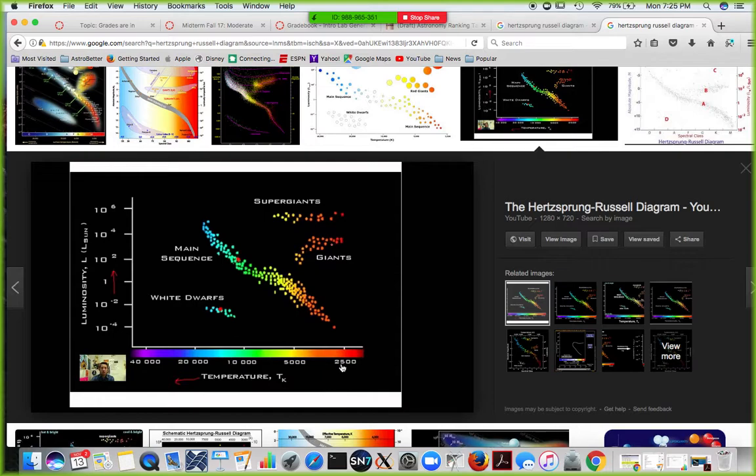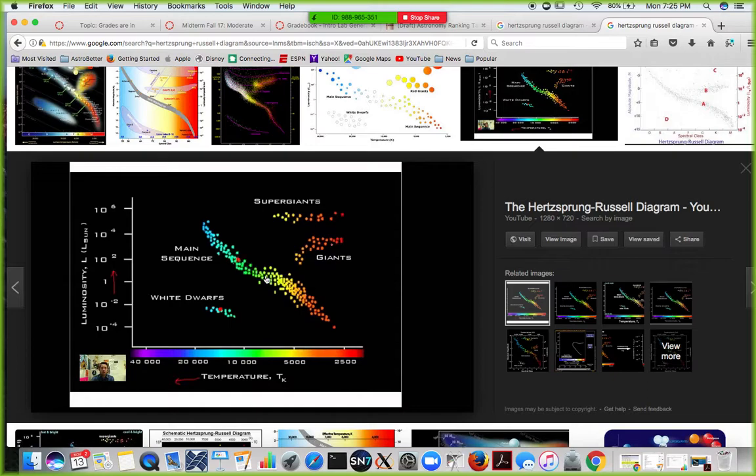Now, in the Hertzsprung-Russell diagram, if you take a star which is located in the upper left-hand side of the diagram, like here, this location represents hot stars. They are relatively hot, but they are also luminous, right? So they are hot and luminous.